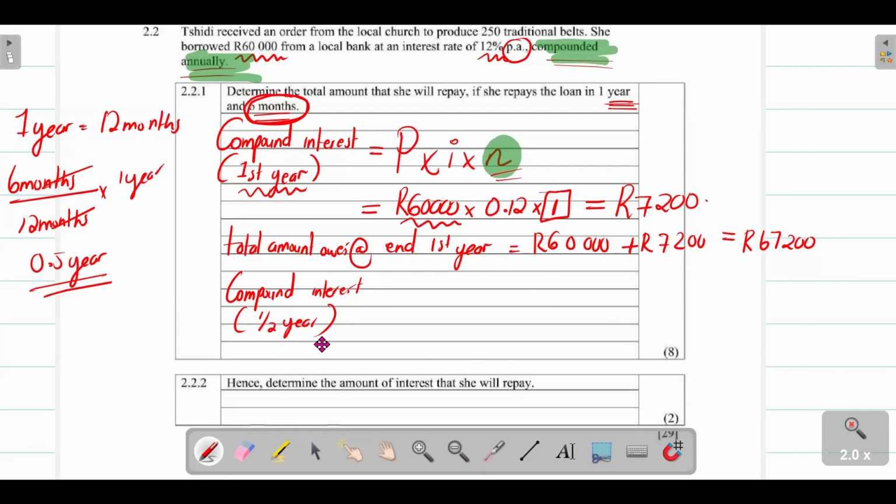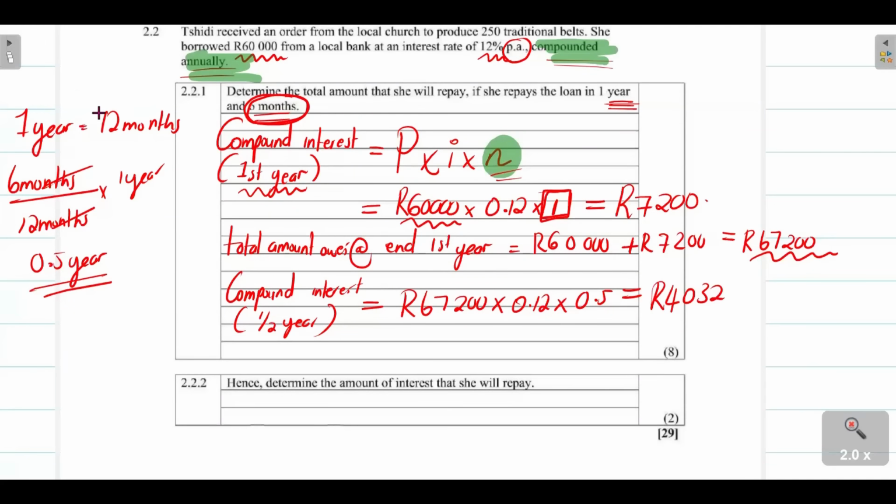So then the compound interest in half a year is going to be the accumulated amount of 67,200, multiplied by the interest rate, 0.12, multiplied by, in this case, our n, which has to be 0.5, because it's that half year. And then from there, you should see that you get 4,032.